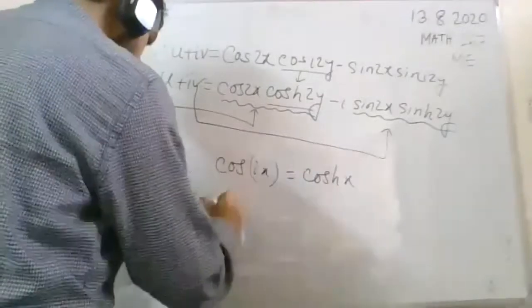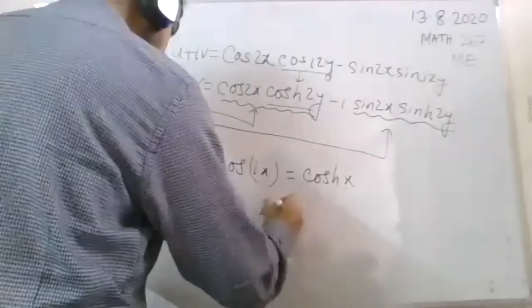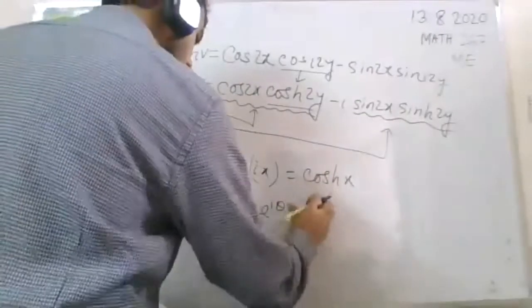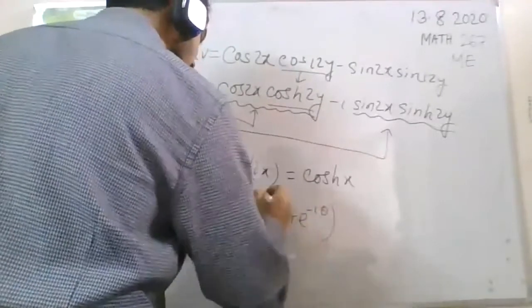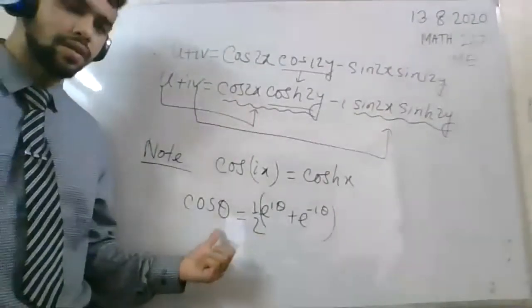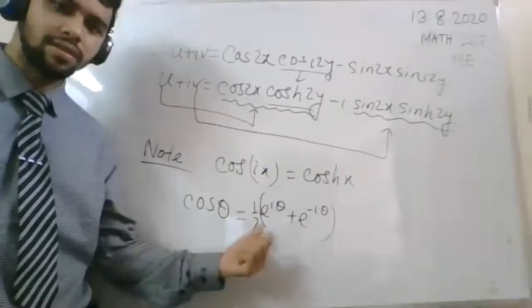We know cos theta equals e to the power i theta plus e to the power minus i theta, divided by 2. Do you know the exponential function? Excuse me, sir. Yes.